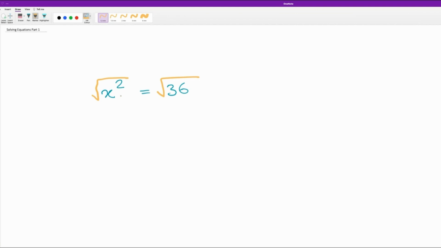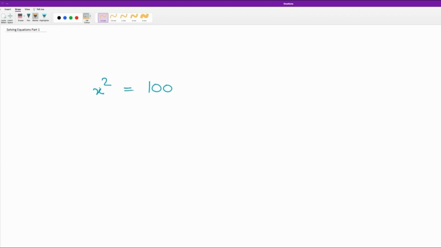By square rooting x squared, we can actually cancel out the square root and the squared. That will leave us with just x on that side, and then we'll have square root of 36 on the other side. And from here, we know that x will equal 6. Let's do one final example. Let's say we have x to the power of 2 is equal to 100.